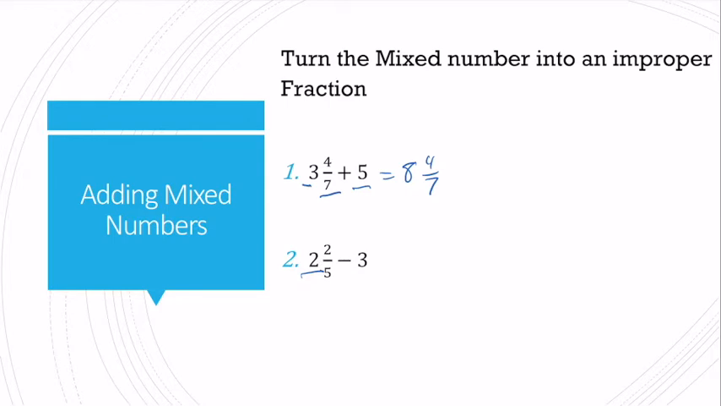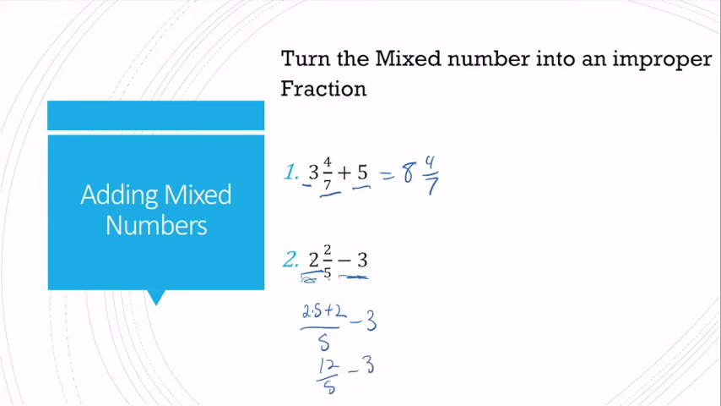it doesn't work the same way, right? I just can't subtract 3 from this. So this is where we're really going to have to turn it into an improper fraction. So I have 2 and 2/5, so 2 times 5 is 10, plus 2 over 5 minus 3. So that gives me 12/5 minus 3.